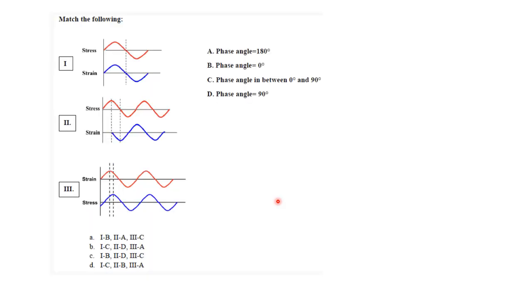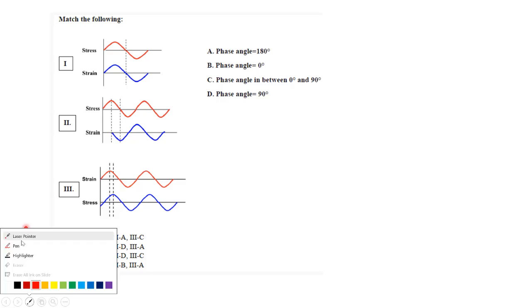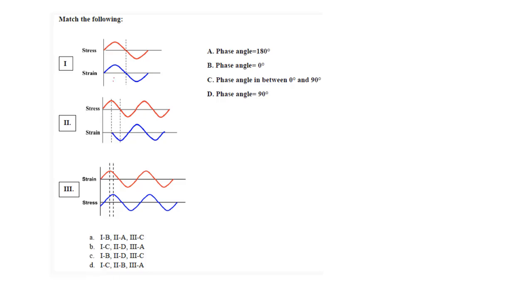Then now we have to match the curves with the phase angle change. The first one has the maxima at the same point. As you can see, the maxima is coming at the same point. Then for the second one, the maxima and minima are coming at different points. And for the third one, the maxima is slightly different. So what should be the answer for this one? Anyone can tell me?